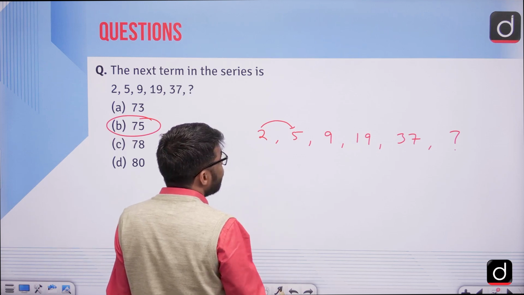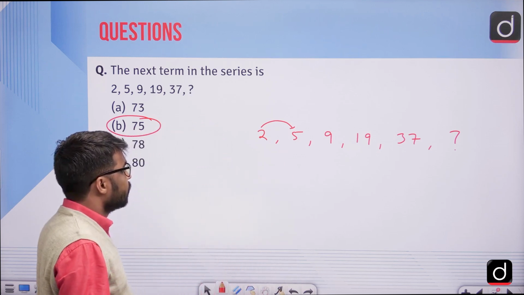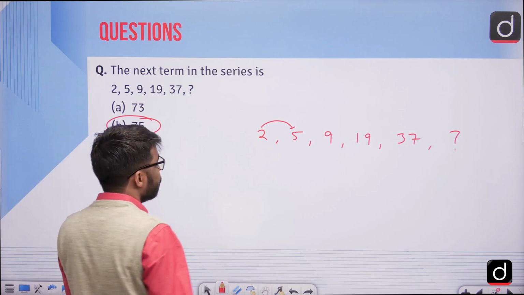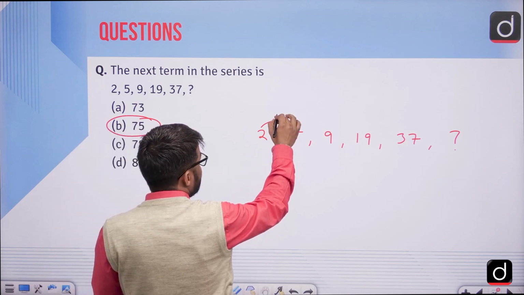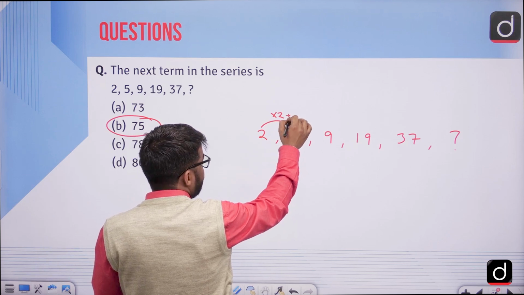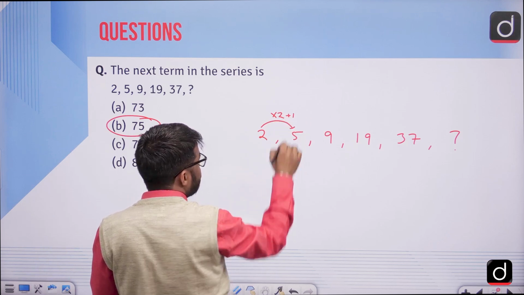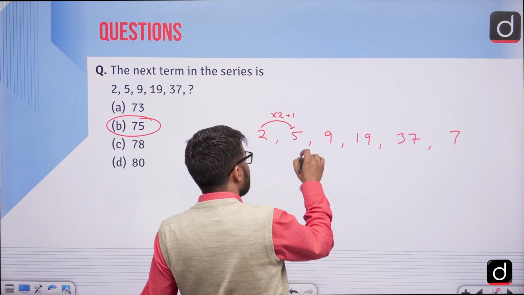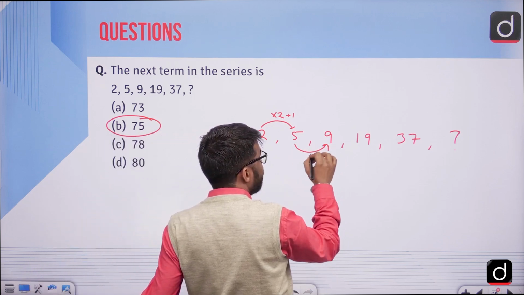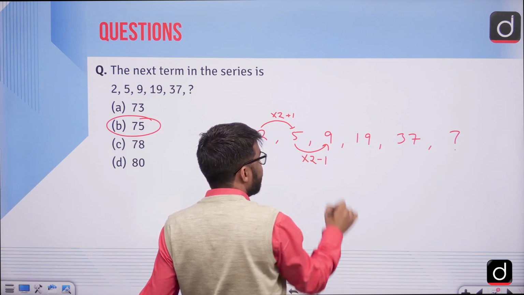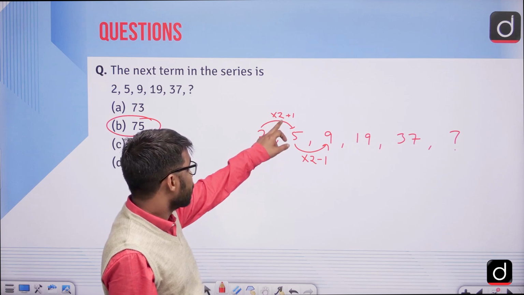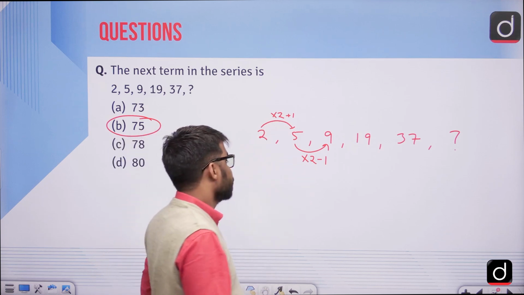So the nearest multiple of 2 to 5 would be 2 into 2, which is 4, plus 1 is 5. Now the nearest multiple of 5 to 9 would be 10. So 5 into 2, 10, minus 1 is 9. Now see here, the first factor was into 2 plus 1. The next factor was into 2 minus 1.